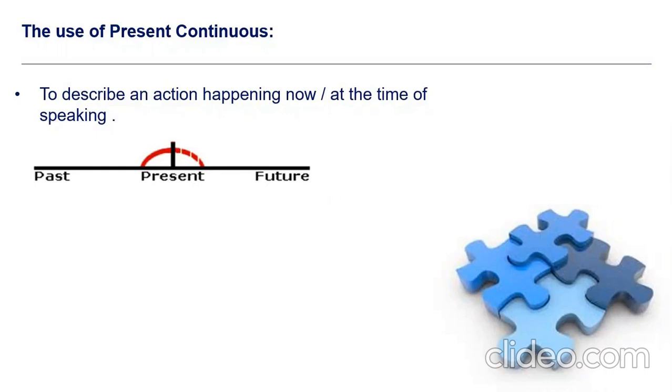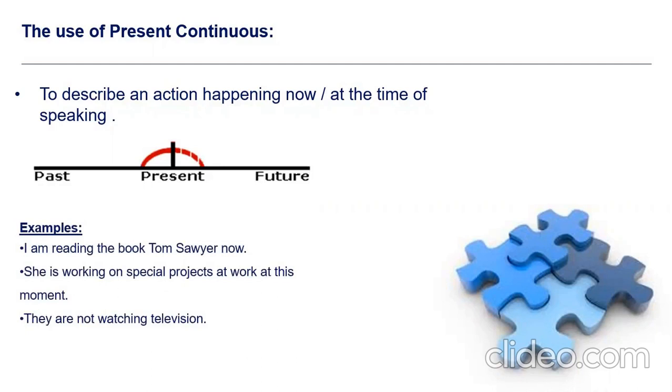The action probably started in the past and continues until now. Will it continue into the near future? Yes, probably, but that is not so important. So have a look at these sentences. I'm reading the book now. She's working on special projects at work at this moment. They are not watching television. These are actions which are happening now, as the speaker is speaking.